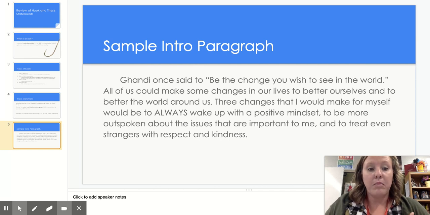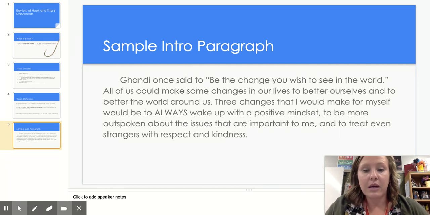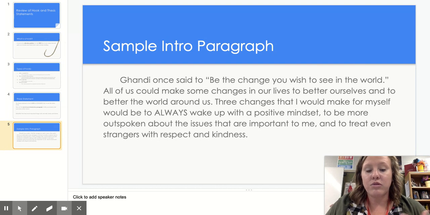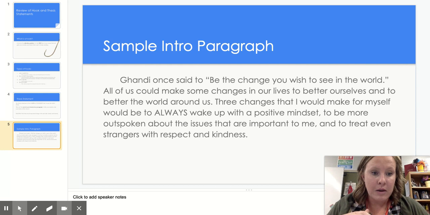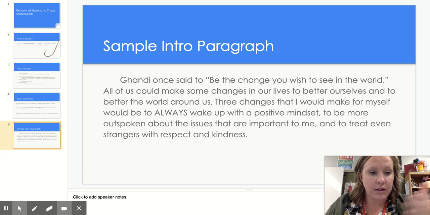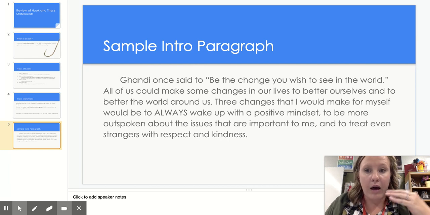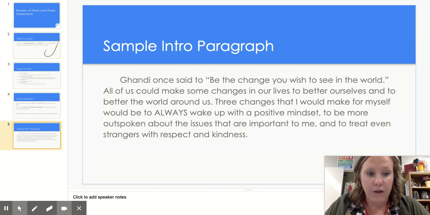Okay. So my essay is going to be about the three changes that I would make for myself. Okay. The first body paragraph is going to be about waking up with a positive mindset. The second body paragraph is going to be about being more outspoken about the issues that are important to me. And then the last body paragraph is going to be about treating strangers with respect and kindness. Okay. And again, all that is in one sentence, because that is the statement that covers the entire essay. There's that umbrella.